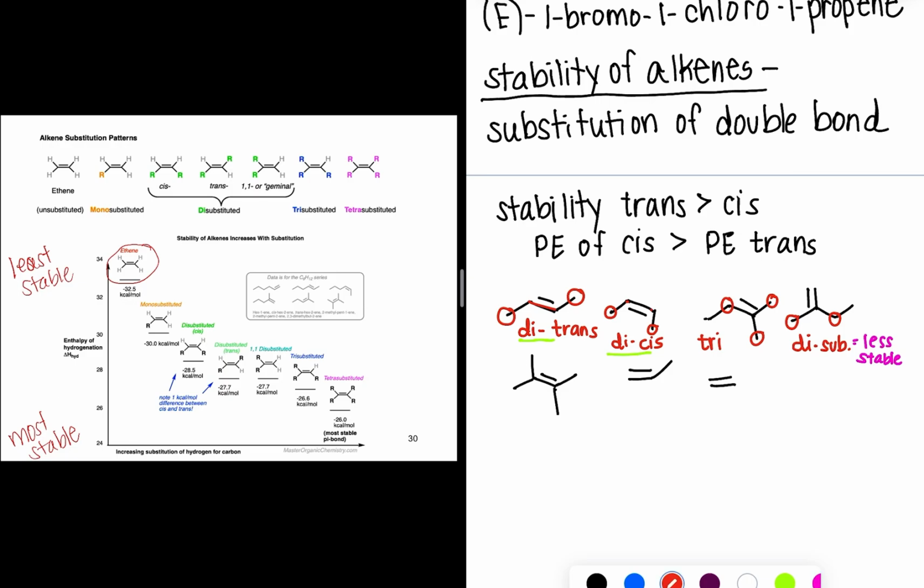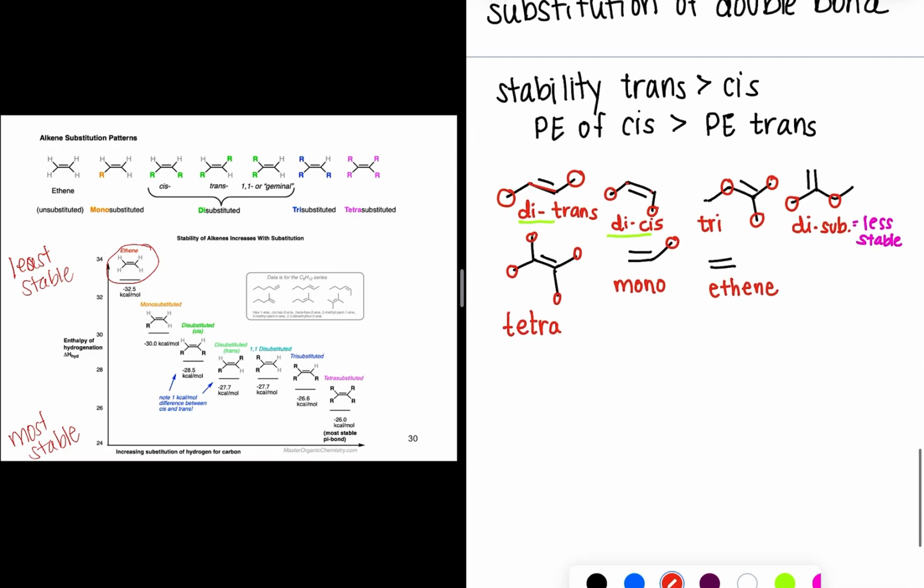So then going down to the bottom, I have 1, 2, 3, 4 attached. That's tetra. Then I have another one that's just a mono. Then I have another one that's just ethene. So if I put these in order in terms of stability, let me give them all a number. Let's say this is number 1, 2, 3, 4, 5, 6, and 7.